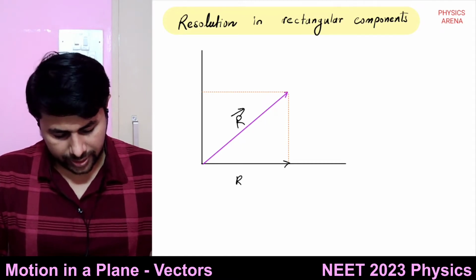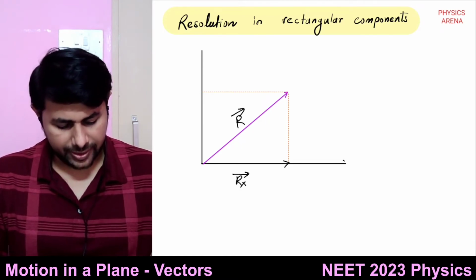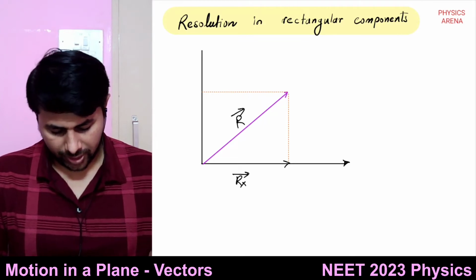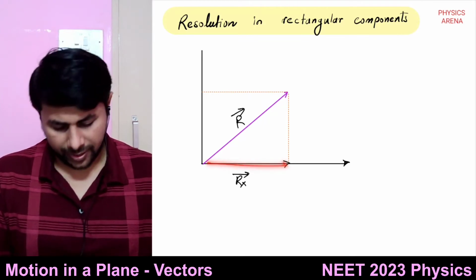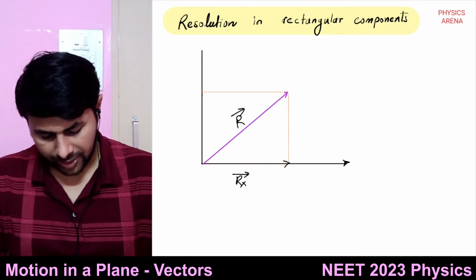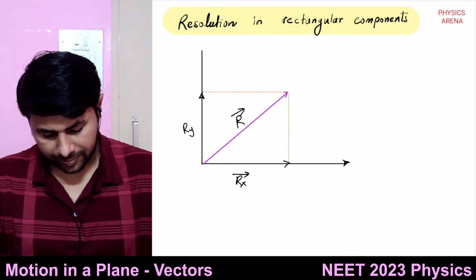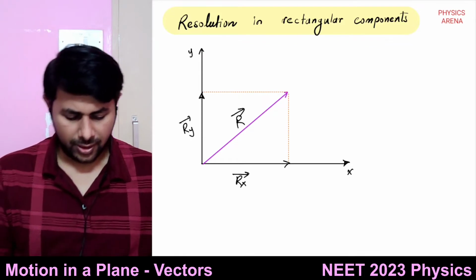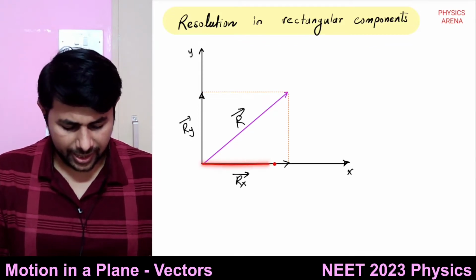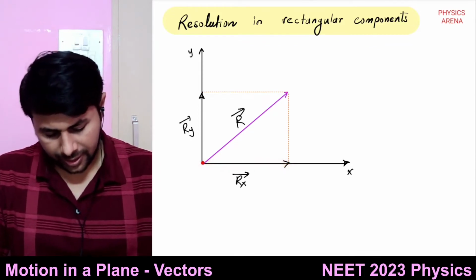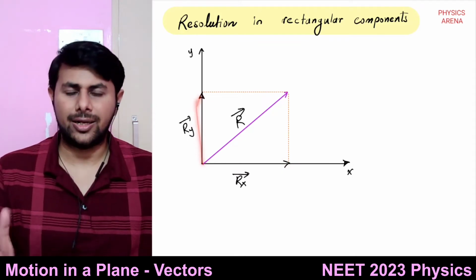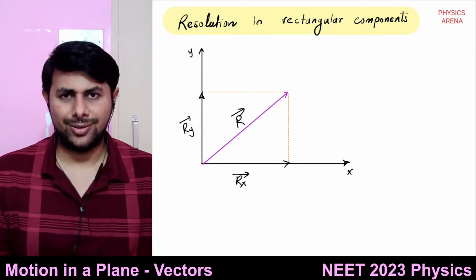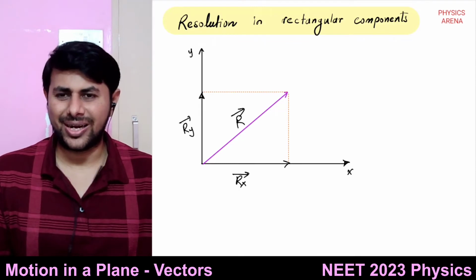So I will call the component along x-axis as Rx bar and the component along y-axis as Ry bar. So this is x-axis, this is y-axis. Okay. So if I add this vector Rx bar and Ry bar, I get what? I get R bar. Okay. So do I get R bar if I add them?